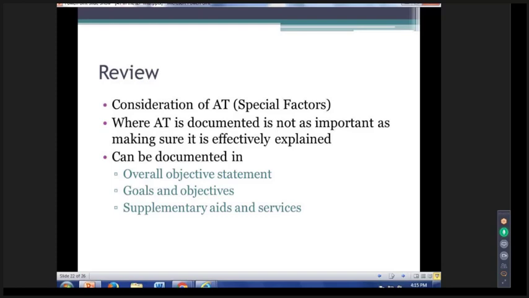And remember that where you document the AT is not as important as making sure it is effectively explained, and overkill is not bad. If you feel like it's not explained well enough in the goals and objectives or supplementary aids and services, and you want to explain it better, then the objective statement is a great place to do that.